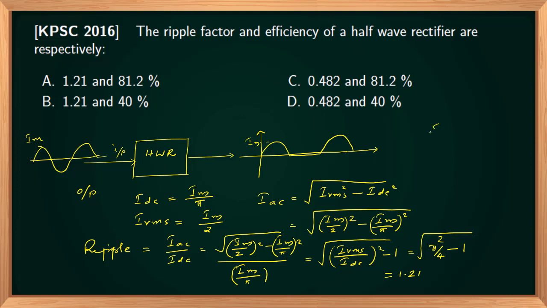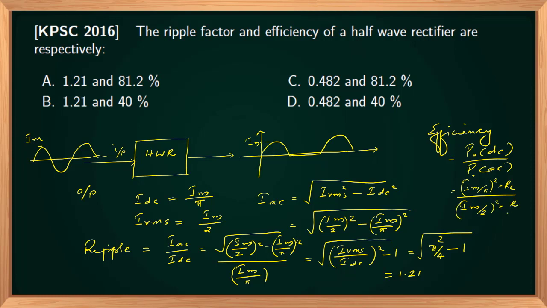Now efficiency is defined as P out DC, the DC power, divided by the AC power. This value equals (Im by pi) whole squared into RL divided by (Im by 2) whole squared into RL. The maximum value will be equal to 40.6%. So the answer is 1.21 and 40%. The correct option is option B.